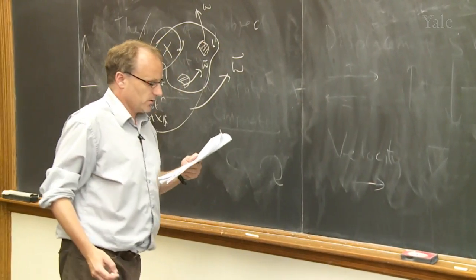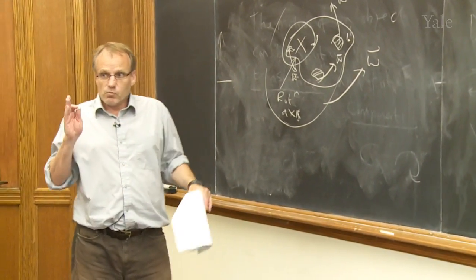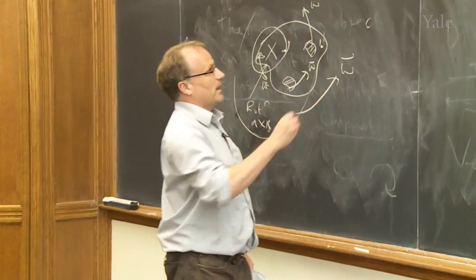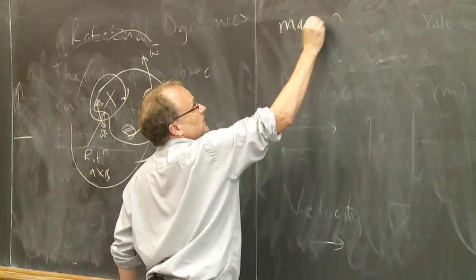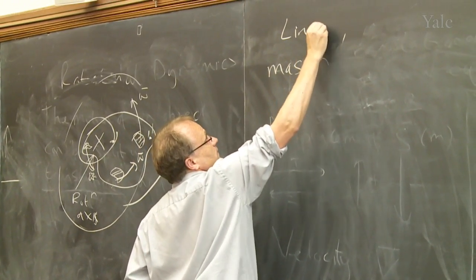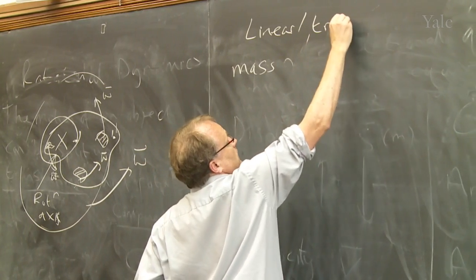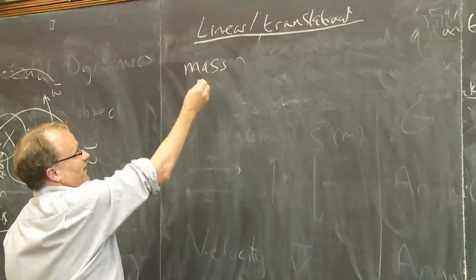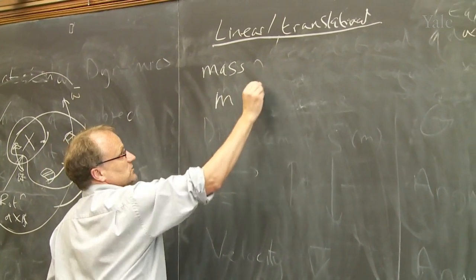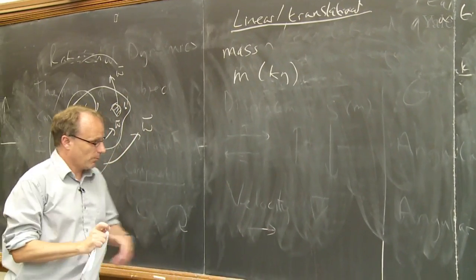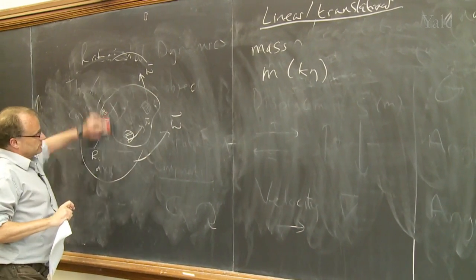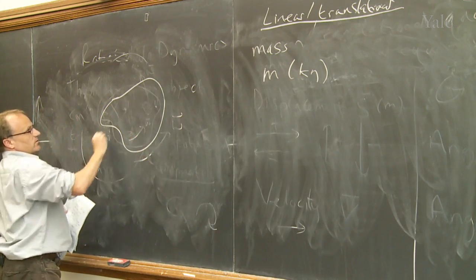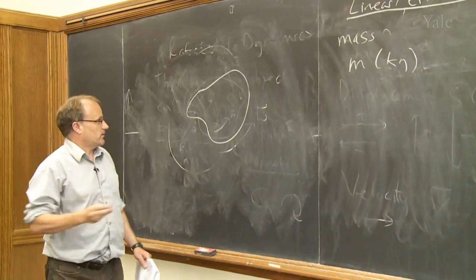So continuing with this linear versus translational stuff, let's say we take this blobby mass. In linear, or translational, objects have mass, symbol M, measured in kilograms. So this blobby object that I drew over here, this is my mass. This has a mass M.